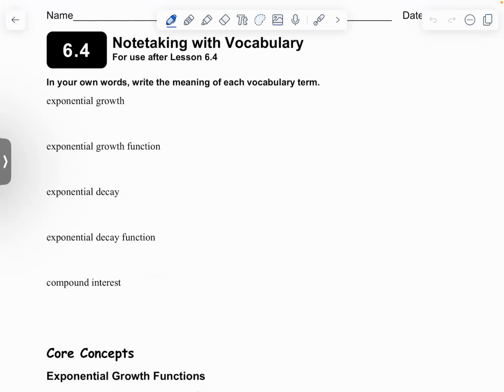Now, exponential growth. We know this happens when we have an amount that is increasing by the same factor.